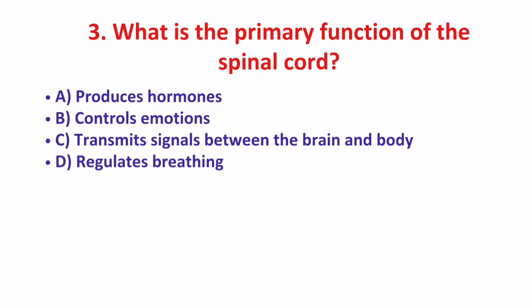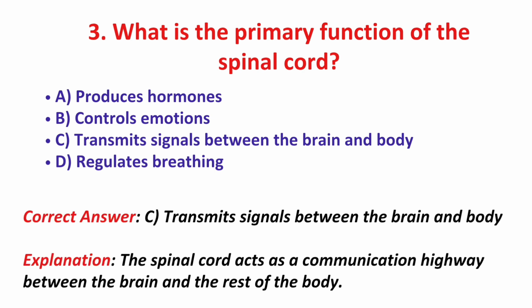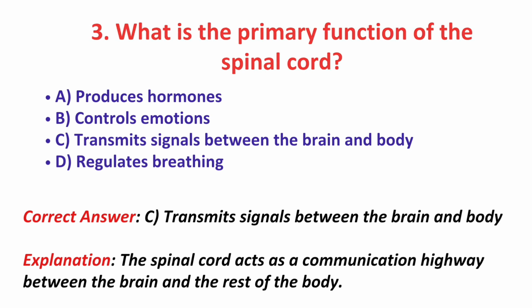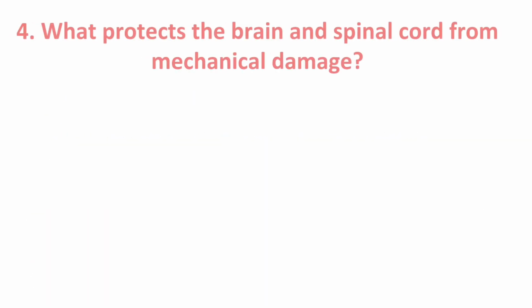Question number 3. What is the primary function of spinal cord? Option: produces hormone, control emotion, transmits signals between the brain and body, regulate breathing. And the correct answer is option C, transmit the signals between brain and body. The spinal cord acts as a communication highway between the brain and rest of the body. So the correct answer is option C.